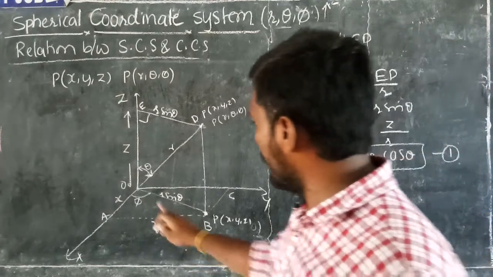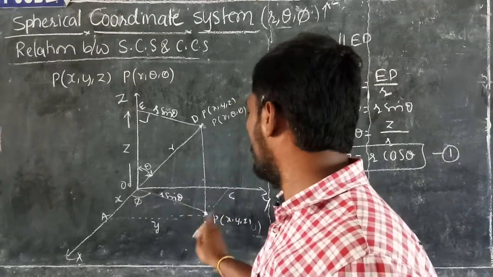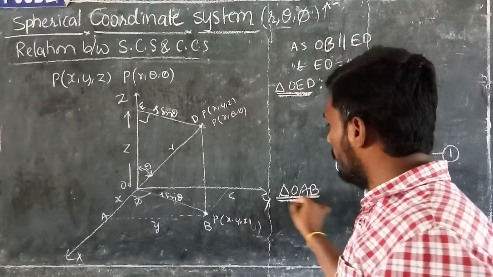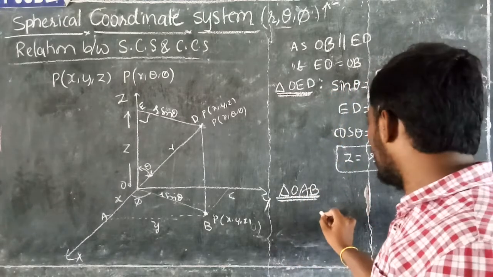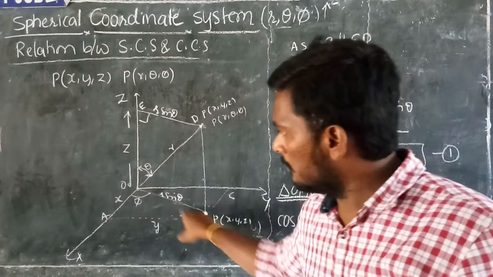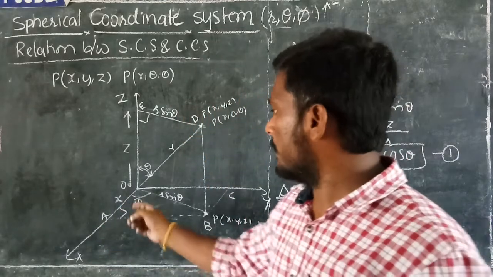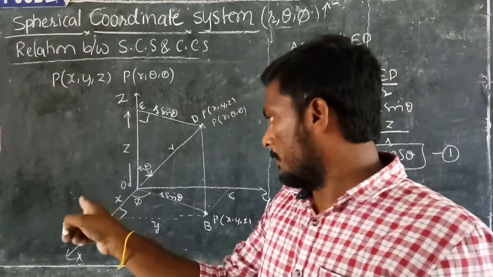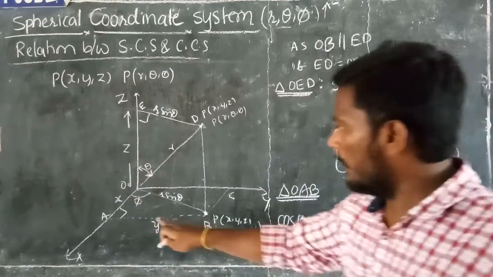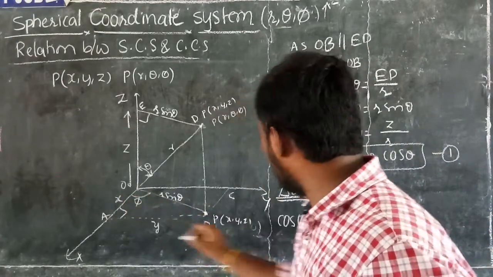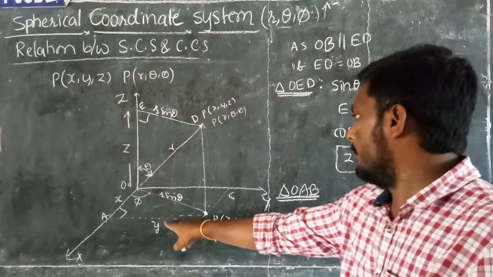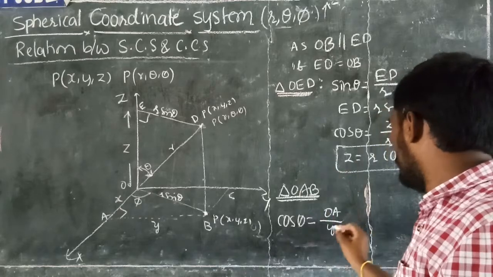Now we have two triangles here, that is OAB and OCB. So from triangle OAB, I am applying cos phi. It is a right angle triangle, 90 degrees. Why? Because your z axis is not like this; it is perpendicular to the board. So that's why this is 90 degrees. By applying cos phi here, what is the adjacent side to this phi? This is OA, and the hypotenuse is OB.